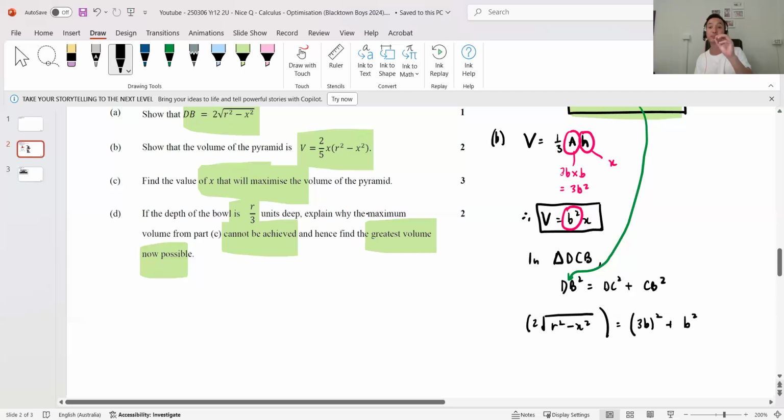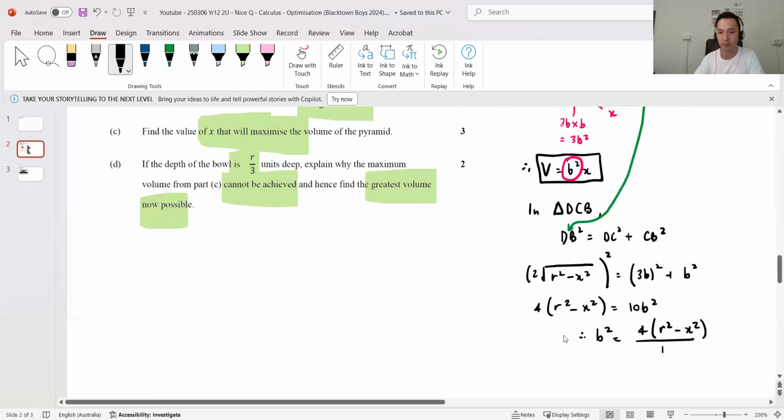Now, what am I trying to do? I'm trying to make B squared the subject, so hopefully I can do that. Let's have a look. So that's the square there, so that becomes 4, and the square root goes away. It becomes 9B squared plus B squared, so that's 10B squared. Therefore, B squared is 4, oops, not root, 4 times R squared minus X squared, all over 10.